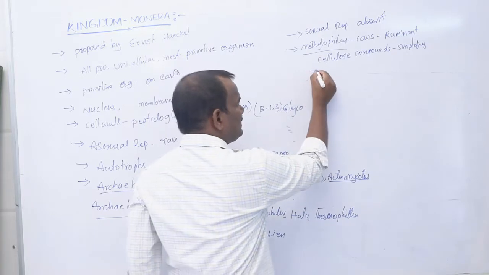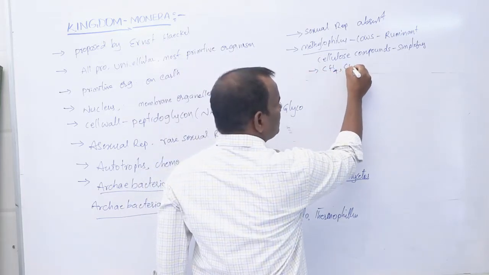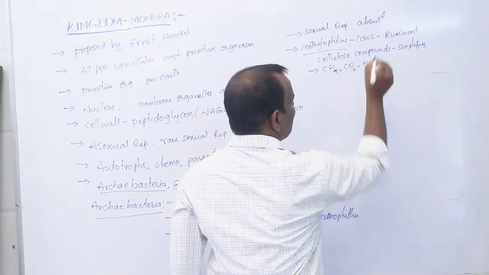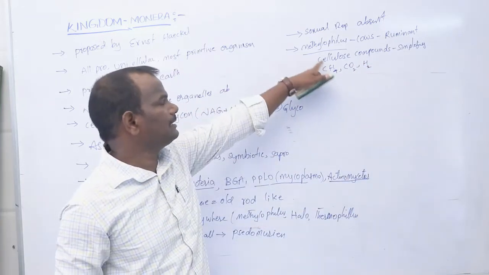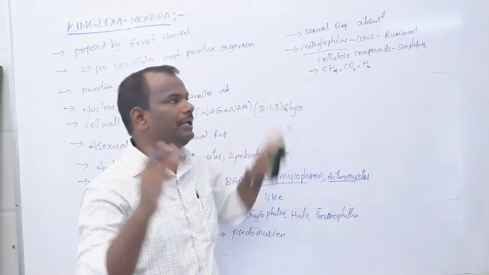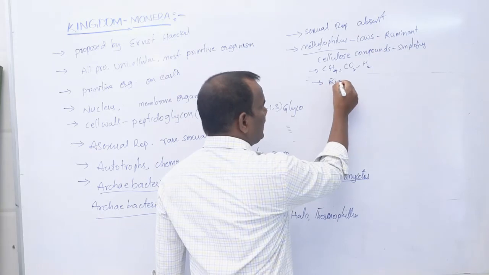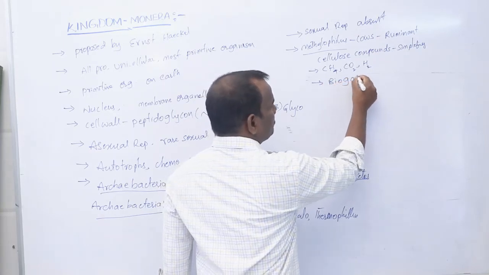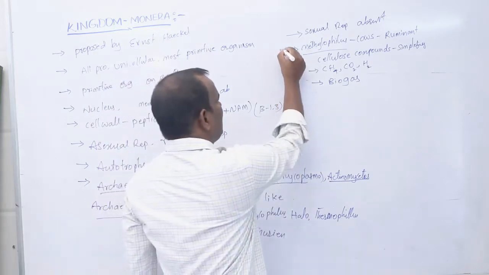It releases CH4 (methane), as well as CO2 and hydrogen gases. The methanophile bacteria produce methane, so that's why it is used in biogas production. This is the methanophile bacteria.